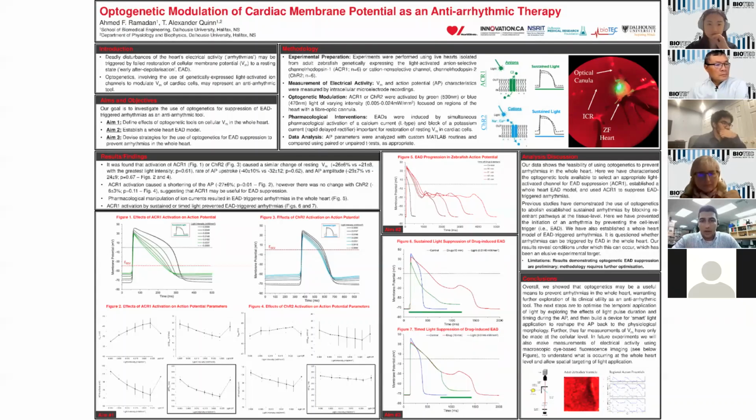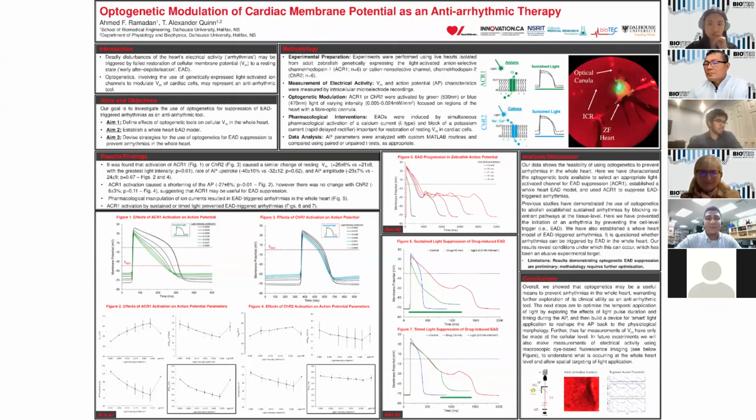So now we have understood our optogenetic tools, selected ACR1 as our antiarrhythmic tool because it can repolarize, or reach a resting state, faster for the electrical activity, and we established our whole heart arrhythmia model. Can we successfully suppress the arrhythmia by activating ACR1? Lo and behold, it actually worked.